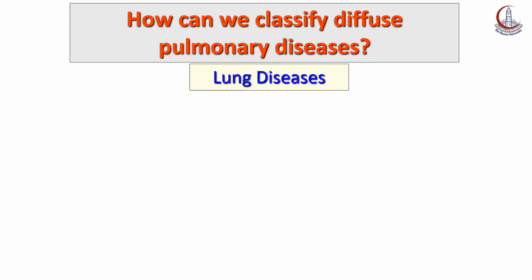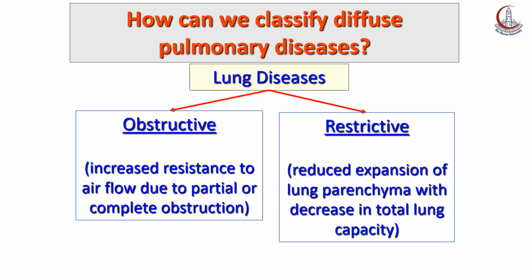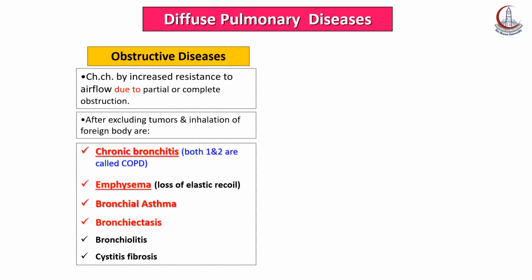How can we classify diffuse pulmonary diseases? As we studied previously, lung diseases are divided into obstructive pulmonary diseases, which are an increase in the resistance of airflow due to partial or complete obstruction of the airway, and restrictive lung disease, which is the new entity we'll take today, about reduced expansile capacity of the lung parenchyma with decrease in the total lung capacity.